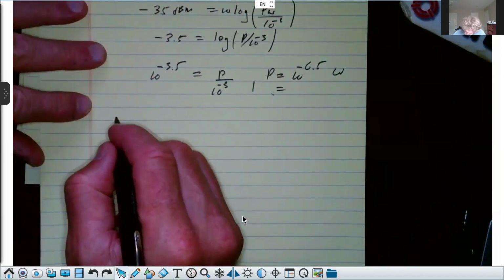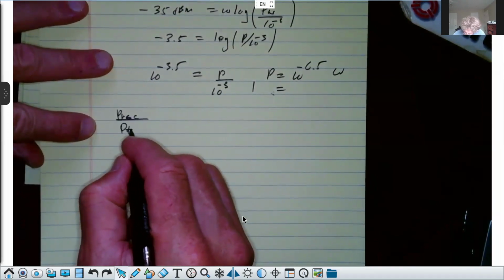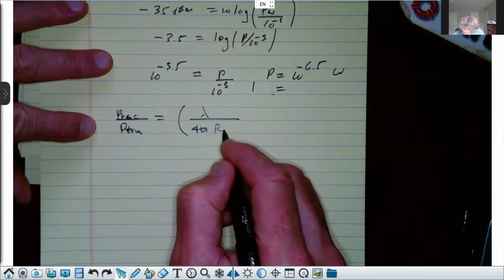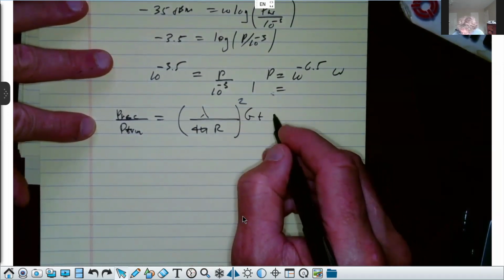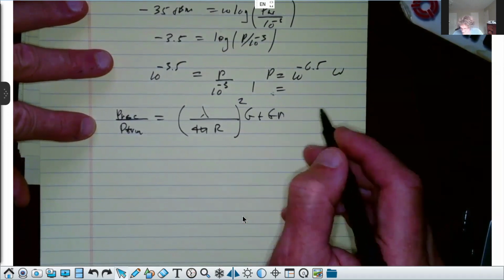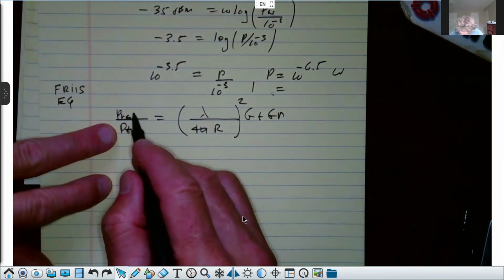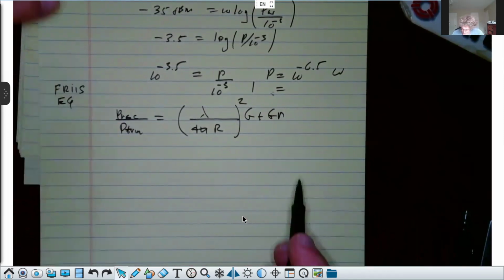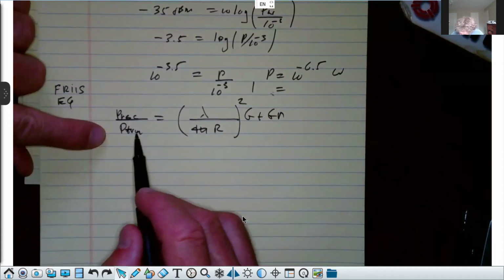And remember, P received over P transmitted is equal to what? Lambda over 4 pi R, times gain of transmitter, gain of receiver, squared, right? Do you remember that? That's really called the Friis equation. I got P received, I want P transmitted. These are half-wave dipoles, aren't they? And he says you can see that now it's just a matter of solving for P trans.